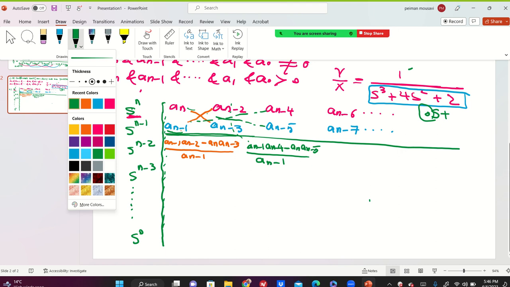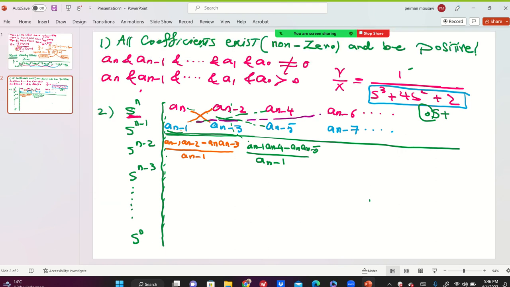Now the next one. Three of them is enough. Let me change a color. Here we go. You have to multiply this by this, minus this by this, divided by this. You're gonna have a_(n-1) a_(n-6) minus a_n a_(n-7), divided by a_(n-1), and continues until you have. I'm going to show you by examples.